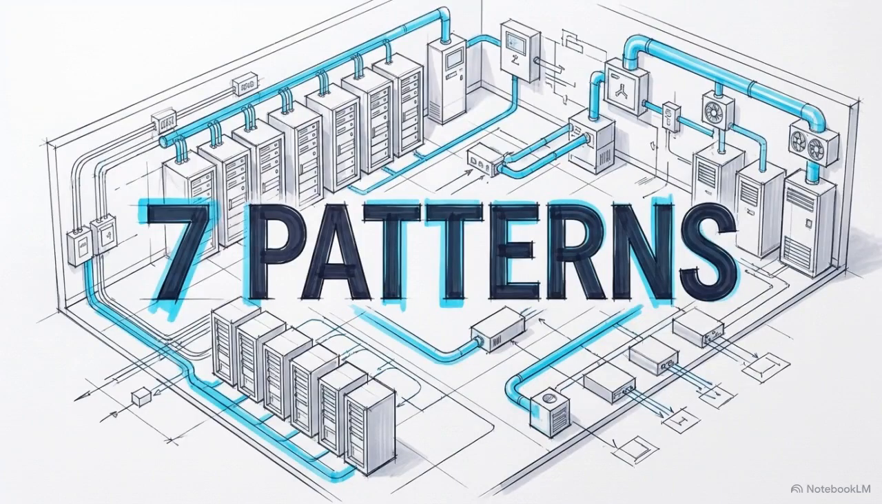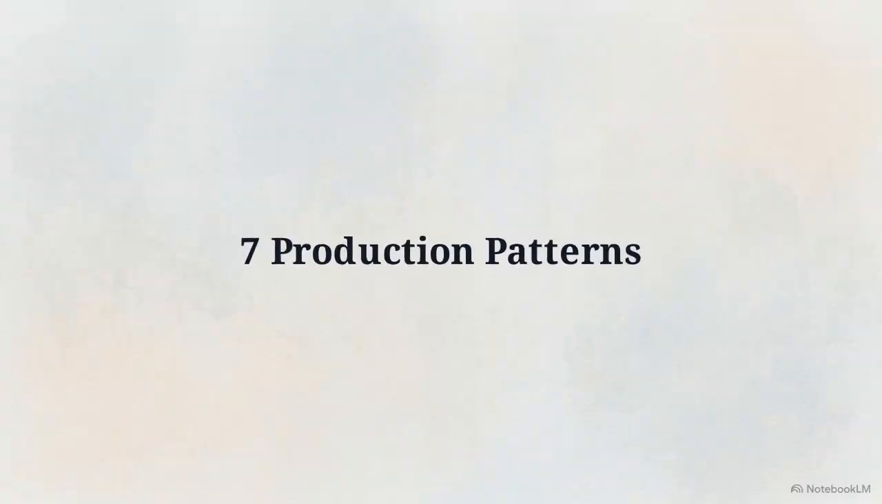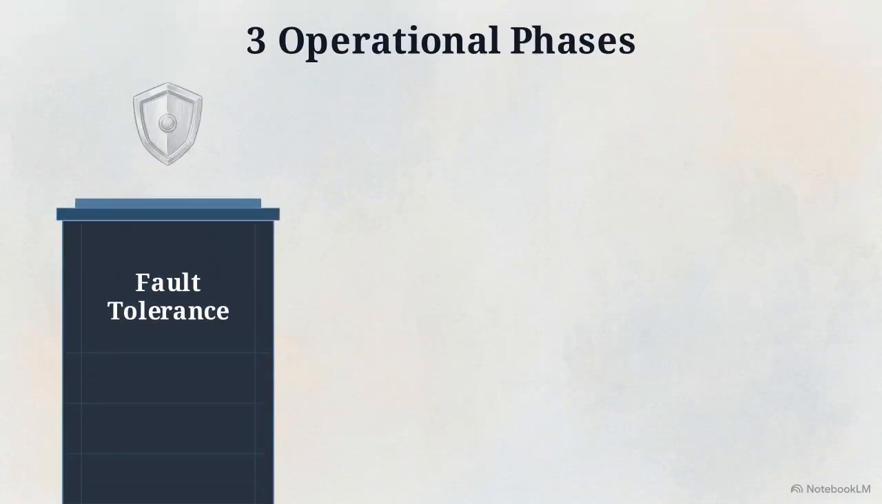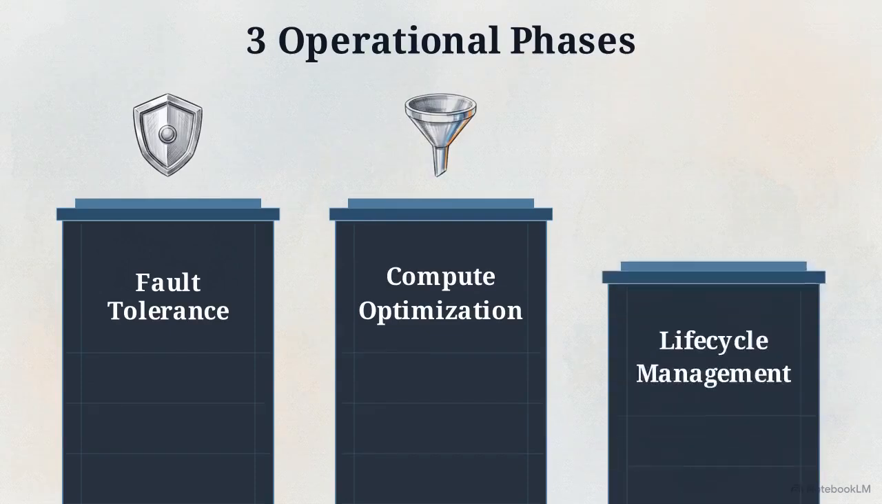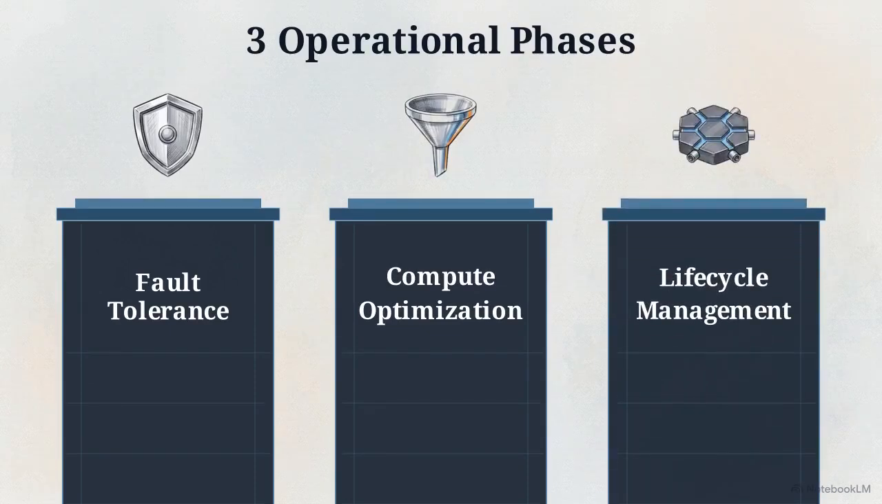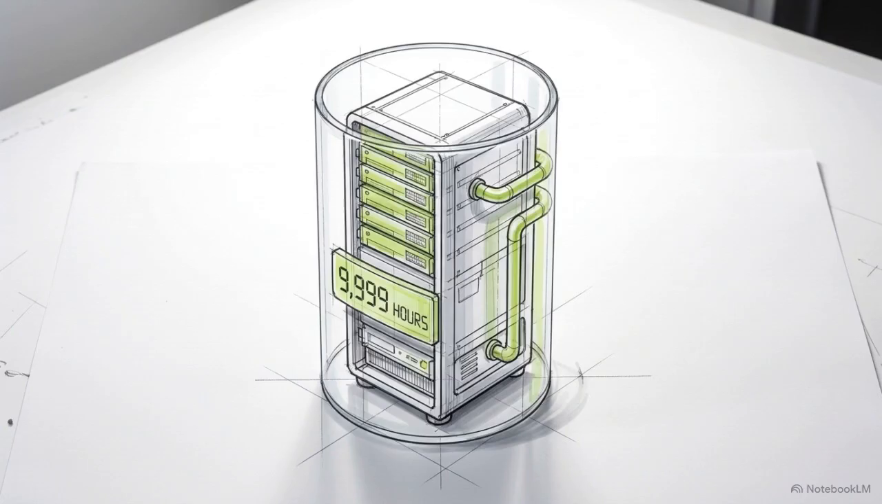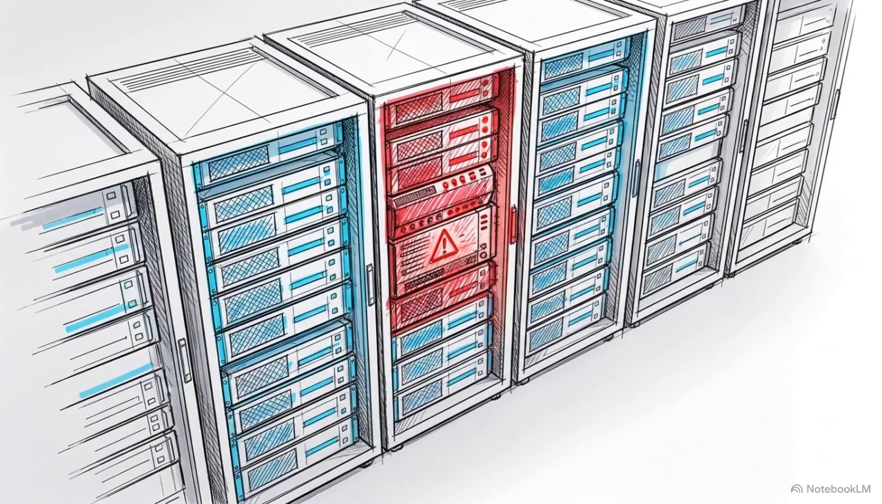To transform a fragile script into a resilient enterprise architecture, we apply 7 specific engineering patterns. These 7 patterns operate across 3 distinct operational phases: fault tolerance, compute optimization, and lifecycle management. Integrating these traditional software architecture principles allows low-code systems to run autonomously for months without breaking. The first phase of building resilience requires a basic engineering assumption.